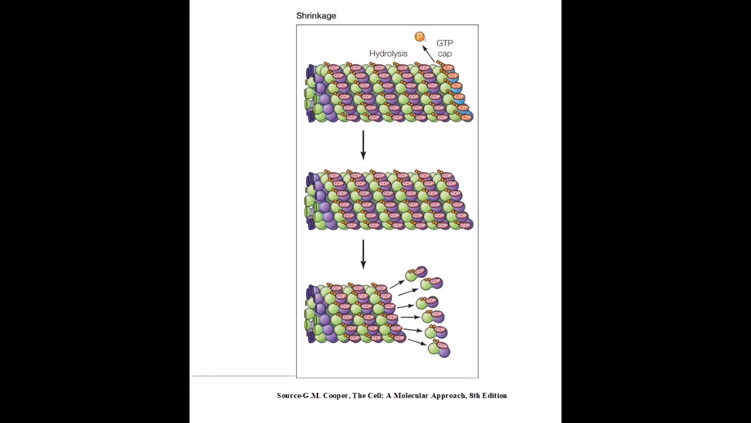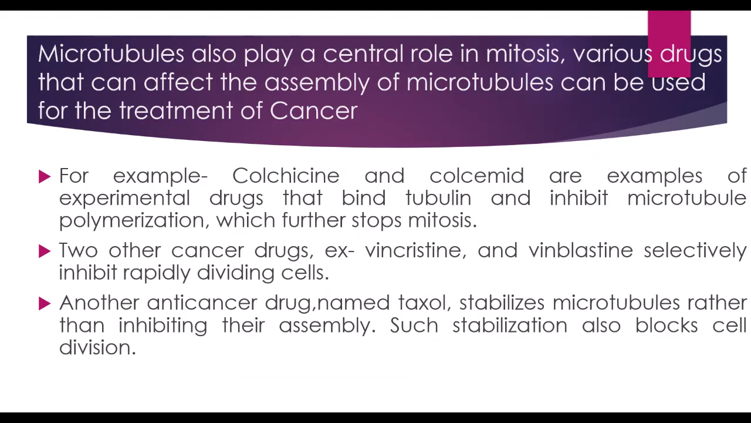Microtubules also play a central role in mitosis. Various drugs that can affect the assembly of microtubules can be used for the treatment of cancer. For example, colchicine and colcemid are experimental drugs that bind tubulin and inhibit microtubule polymerization, which further stops mitosis. Two other drugs, for example vincristine and vinblastine, selectively inhibit rapidly dividing cells.